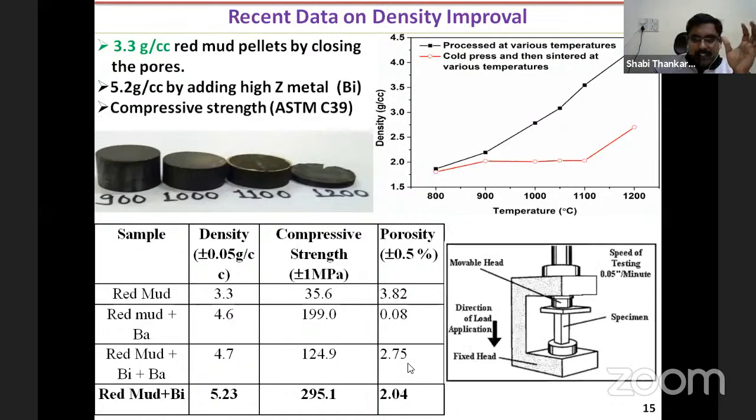The other thing is the strength. If you want to build a structure, the compressive strength is very important. For example, lead, as I told already, is structurally very weak, so they use a concrete wall on both sides to hold it. The normal bricks we use have a compressive strength of 20 MPa. The pellets that we made, pure red mud, have 35 MPa, and with bismuth we are getting 295 MPa, which is more than sufficient for directly building radiation shielding structures.